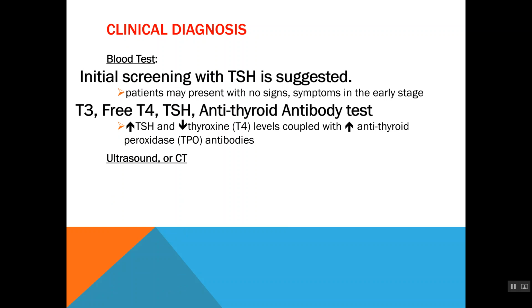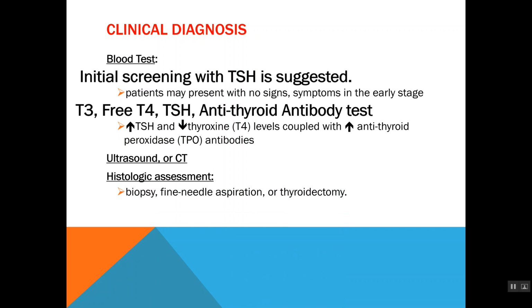We can also use ultrasound or CTs. Histologic assessment with biopsy, fine needle aspiration, or thyroidectomy. Patient lab indicated a population of different immune cells with her needle biopsy, with macrophages, plasma cells, centroblasts, and lymphocytes.